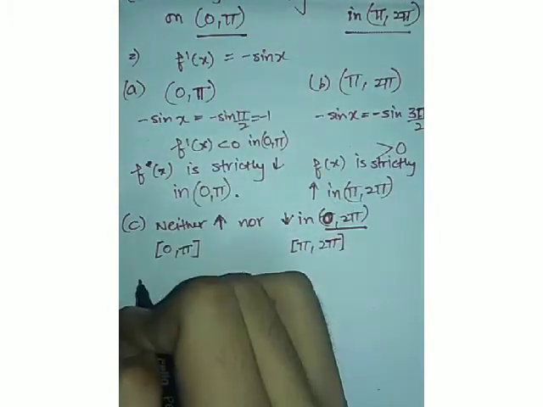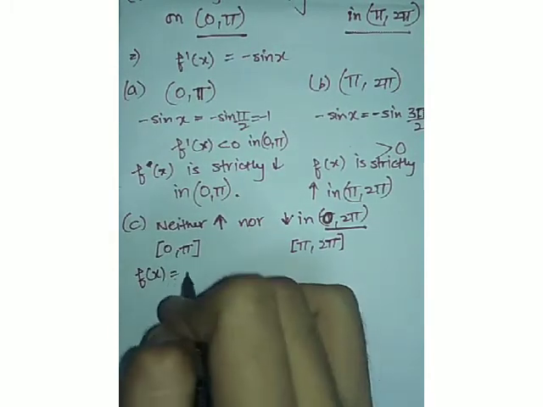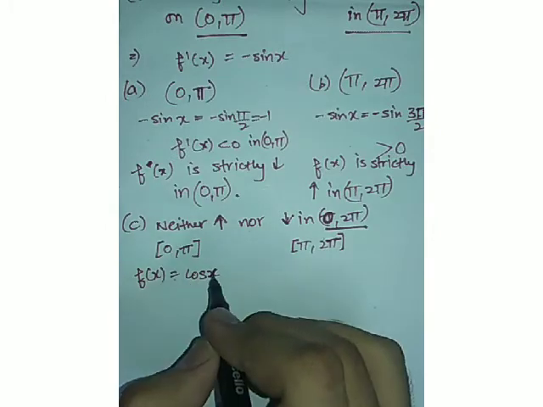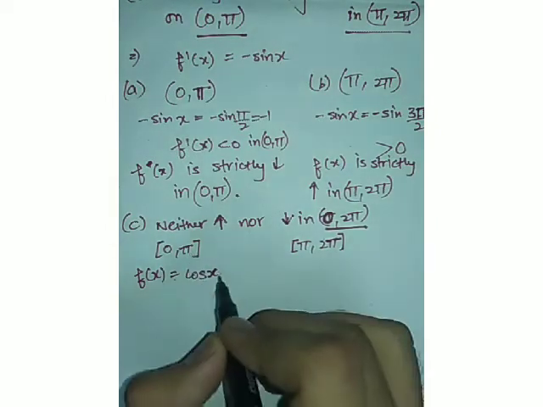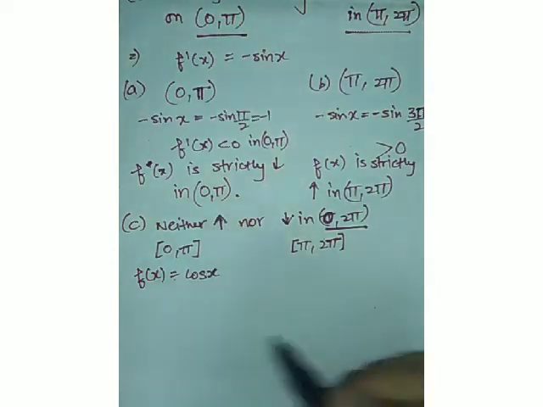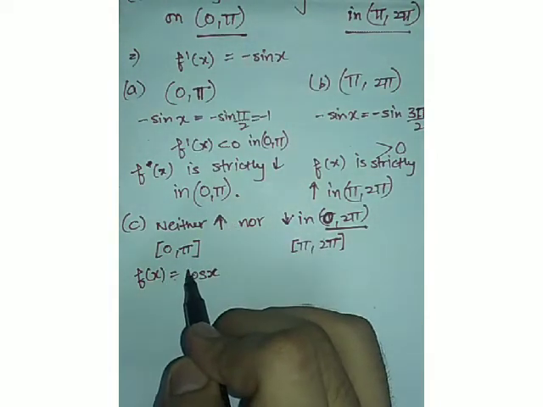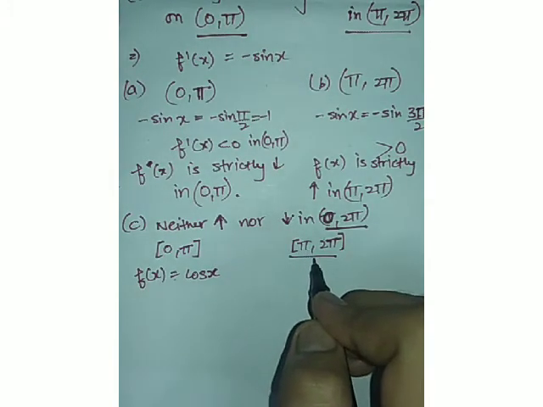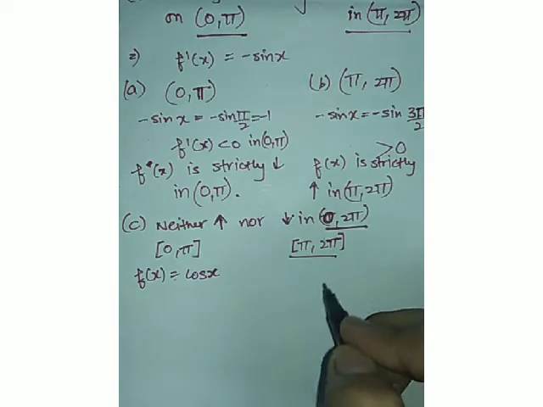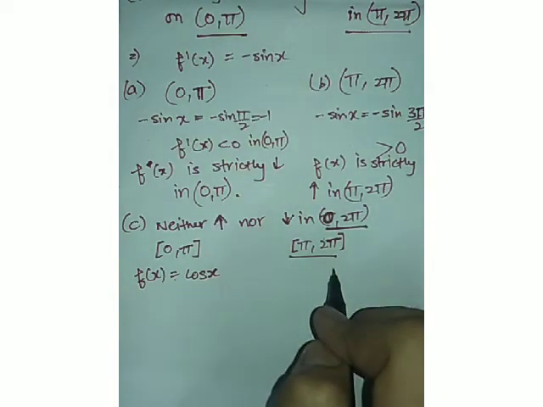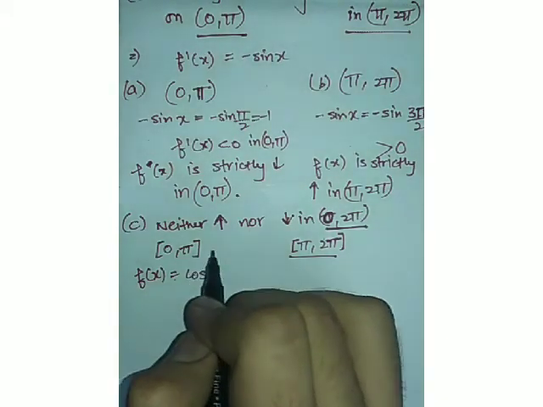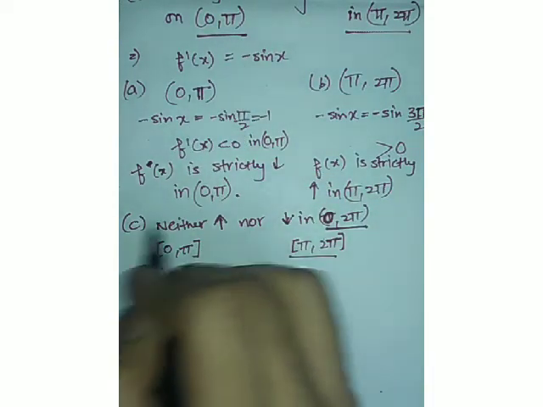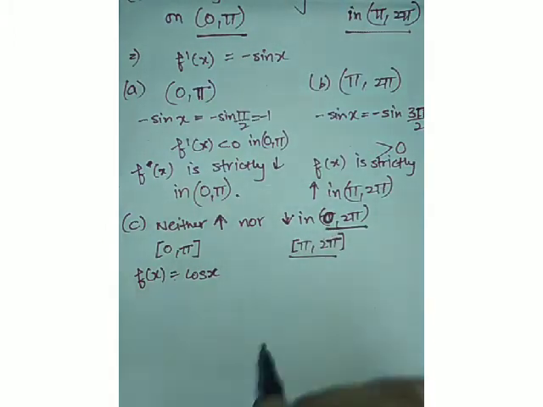So what was the function? The function, not the differentiation, the function was cos x. Now cos x when x is 0, you will get 1. When x is pi, you will get minus 1. Okay, so it's neither increasing nor decreasing. It has varying values, 1 and minus 1. Same in this case: at cos pi you will get minus 1 and at cos 2 pi you will get 1. So it again means it's neither strictly increasing in this interval nor strictly decreasing in this interval.